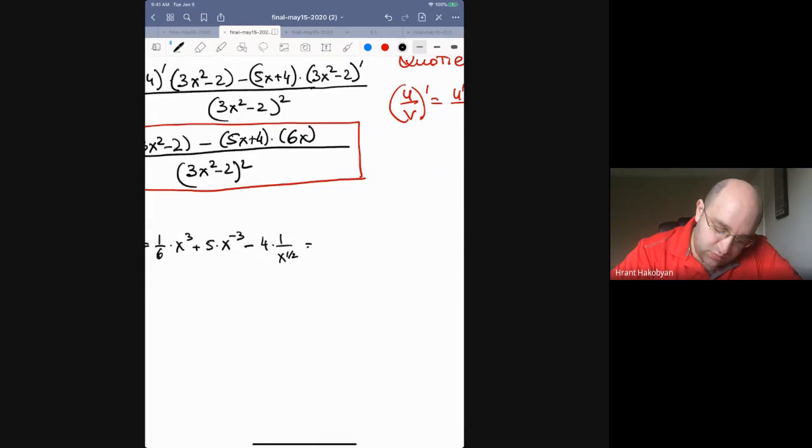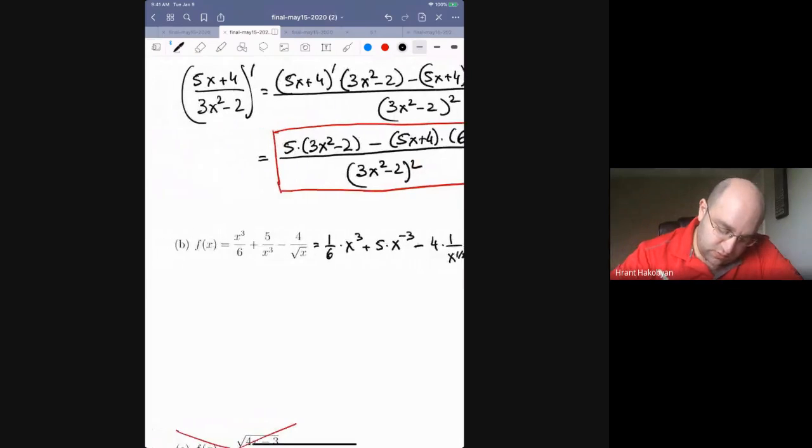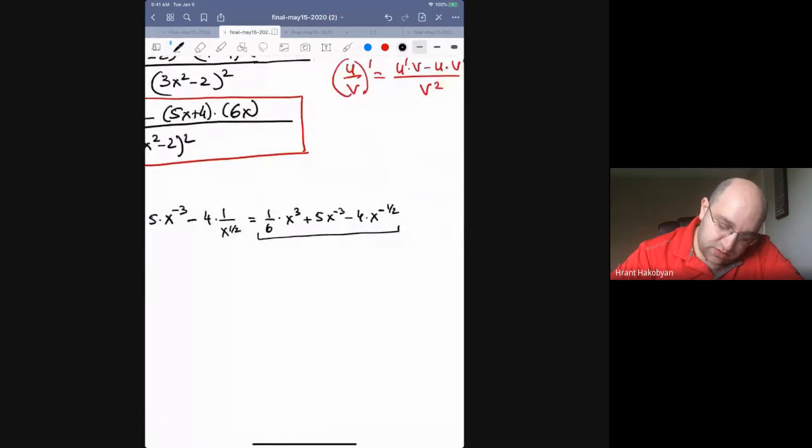So it's going to be 1 over 6 times x to power 3 plus 5x to power negative 3 minus 4 times x to power negative 1/2. Okay, so that's my function, and I have to take the derivative of that. So that means, actually, I'll just do it right here.